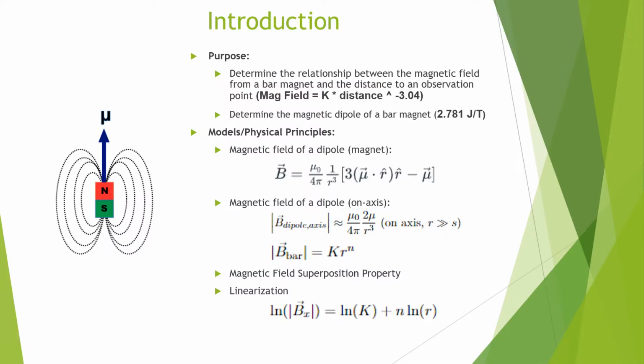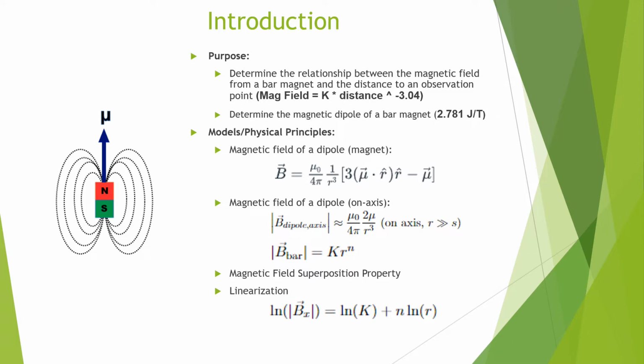There are two main purposes to this lab. First is to determine the relationship between the magnetic field from a bar magnet and the distance to an observation point, specifically the exponent of which we set the distance, which we'll later find is negative 3.04. The second purpose is to determine the magnetic dipole of a bar magnet, which we'll find is 2.781 joules per Tesla.